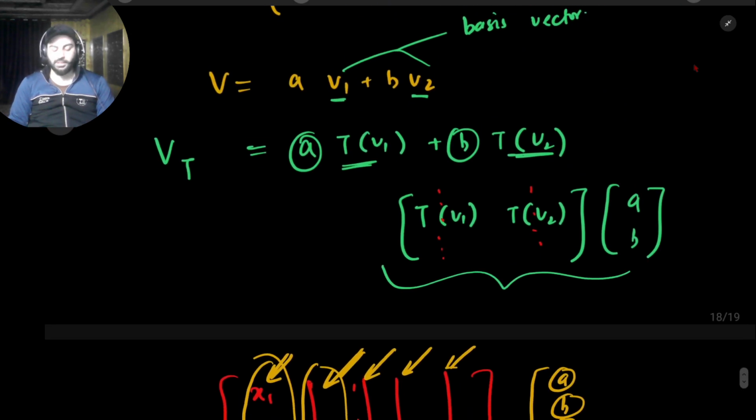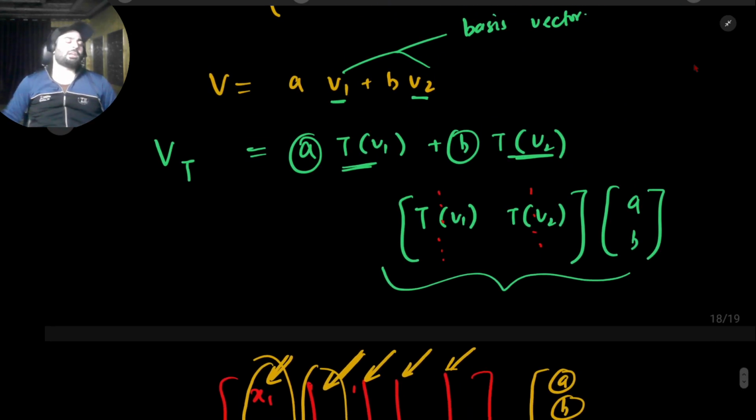Okay, so how many of you are now confident that you understand why this matrix multiplication is done in a certain way? Rian, are you clear with this? Yes, sir. Okay, nice.